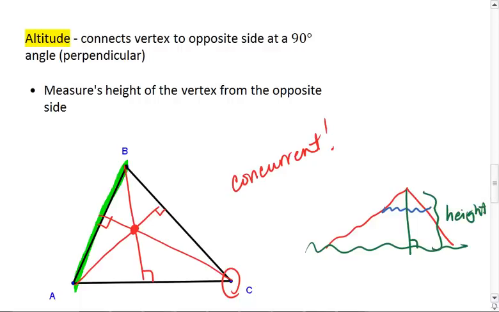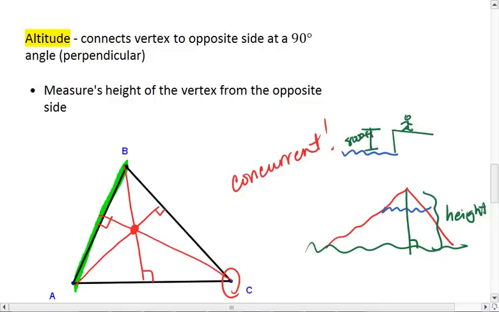Or you can think about altitude on land. We're told that we're at a certain altitude, 8,000 feet above sea level. That's not talking about how far we are from the sea. It's meaning that wherever we are, that distance is 8,000 feet above sea level.